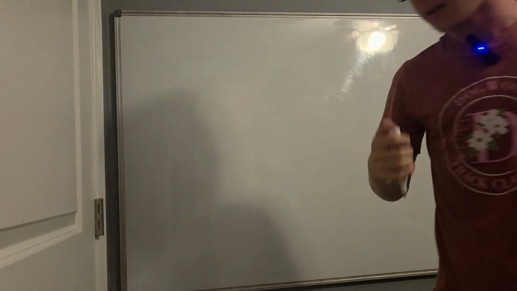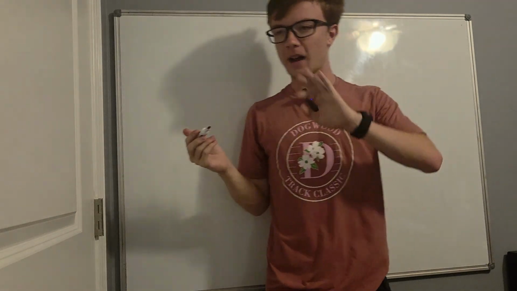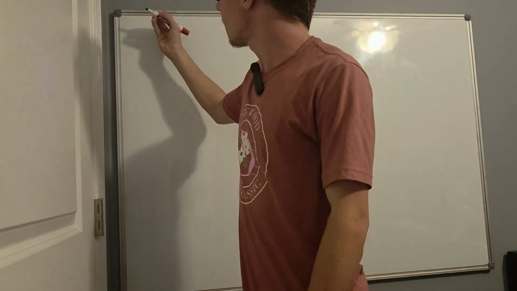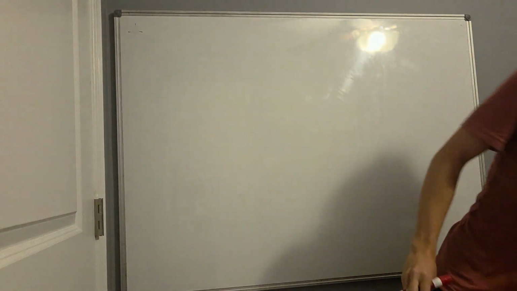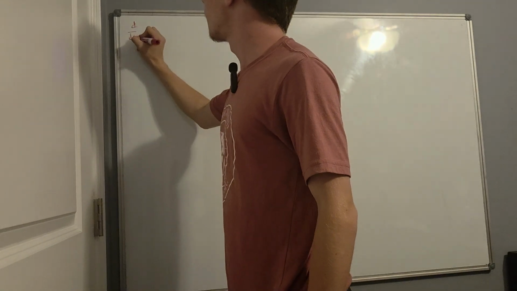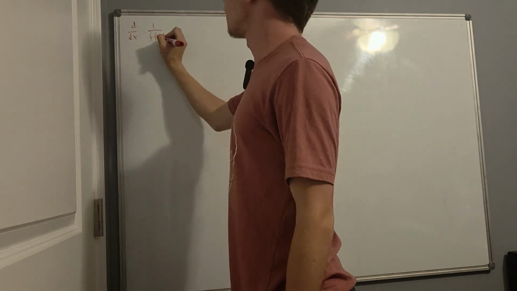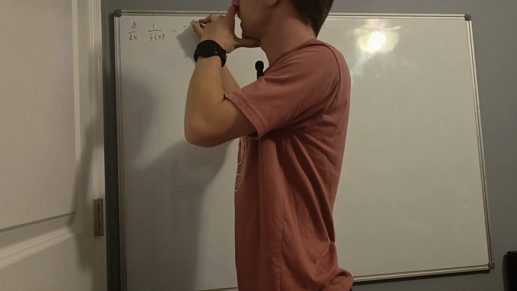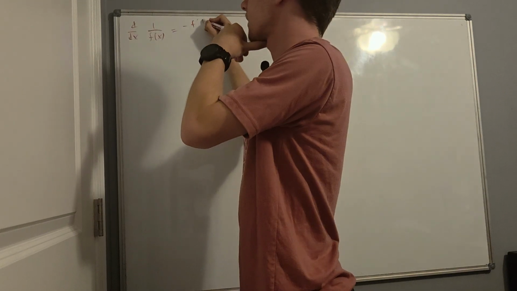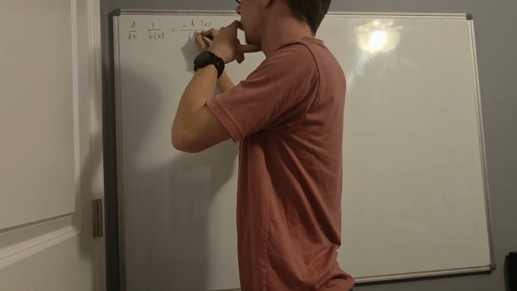Now, last but not least, and this is probably the most useful, I'm going to show you a cool one. I actually just came up with this the other day because I was like, there has to be something here, and it's pretty simple. We're looking at the derivative of a reciprocal, 1 over f of x. And off the top of my head, I think it's negative f prime of x over f of x squared.